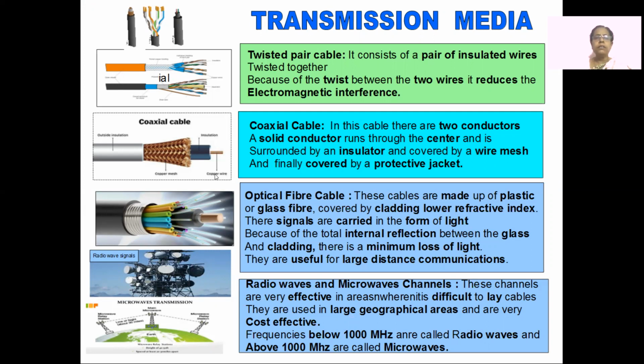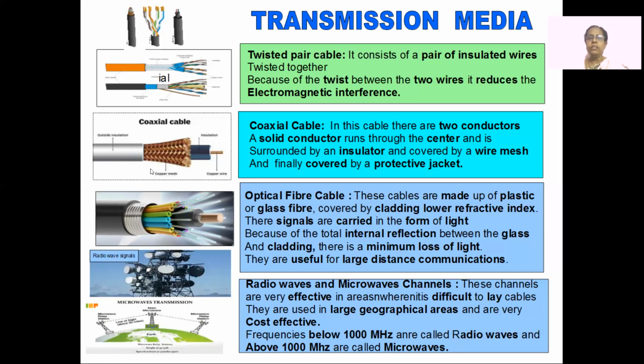There are two conductors, a solid conductor that runs through the middle, through the center of the cable, and then it's surrounded by an insulator. Over this insulator, you have wire mesh. This is your wire mesh. And over the wire mesh, it's covered with a protective jacket. First, you have the solid conductor, then the mesh wire, and then it's covered with a protective jacket.